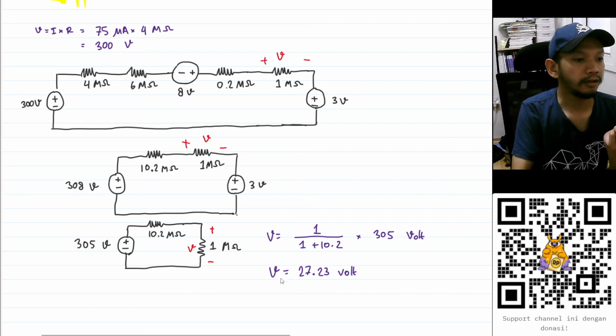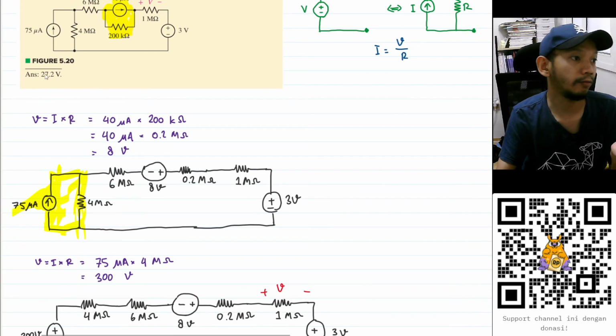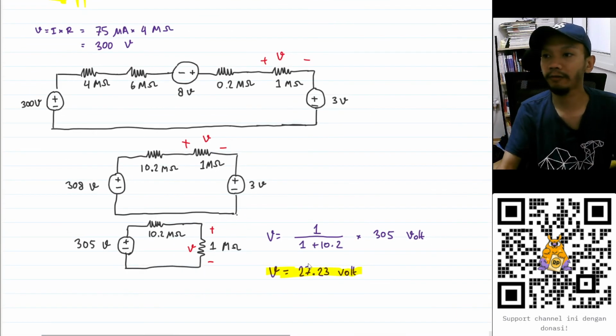Is it correct? I don't know. Let's see the answer key. Our answer key says that it is 27.2. Yeah, this is also the same.